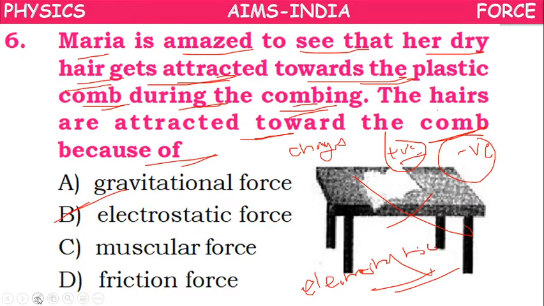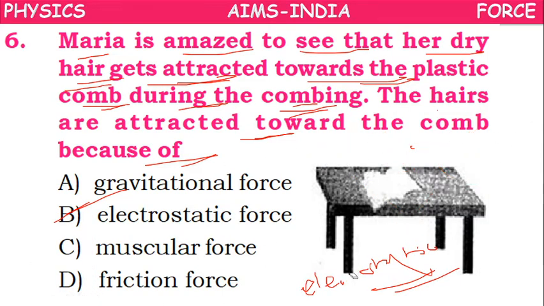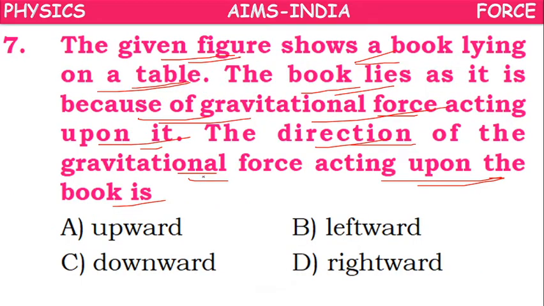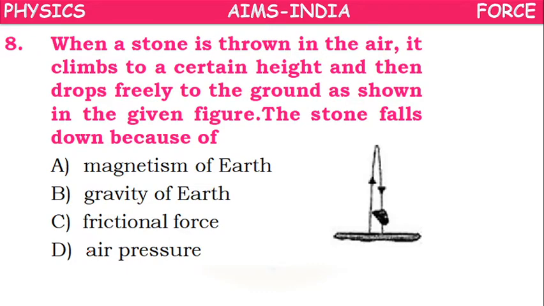So here in this diagram, the book is on the table. Now they are asking the direction of gravitational force. Force of gravity always acts downwards. Because of that, the table will develop normal force upwards. So they are asking for the gravitational force direction. So C, downward, is the correct answer.